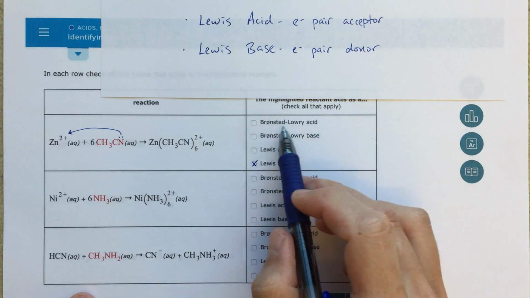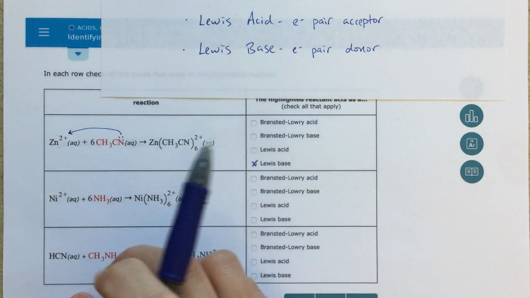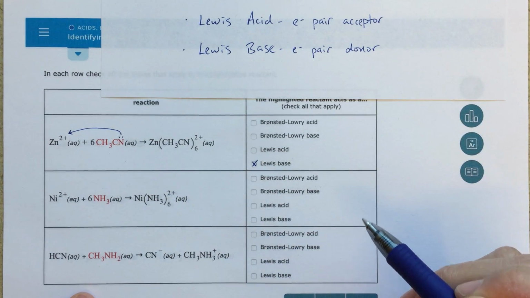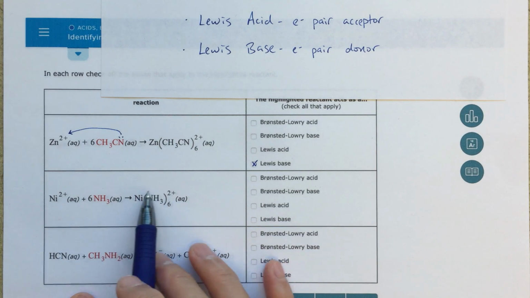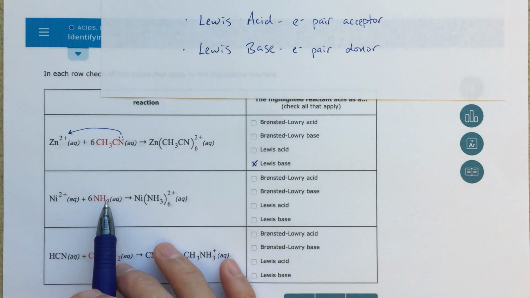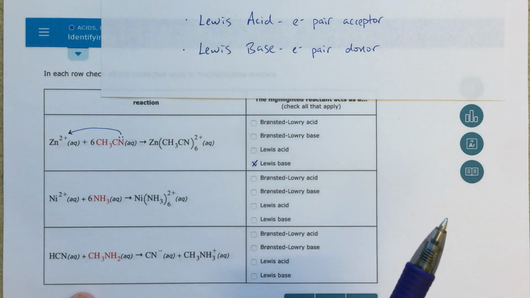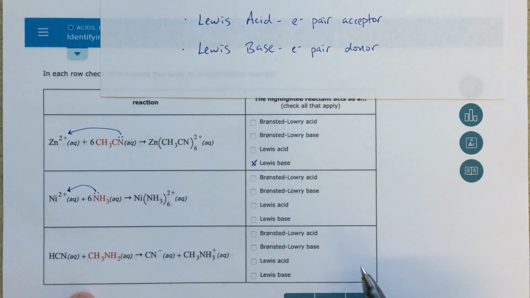It's not a Bronsted-Lowry acid or Bronsted-Lowry base because there's no H+, right? We don't see a movement of H+ anywhere in this reaction, so we're just going to look at the Lewis definition. Same thing here. In this one, I've got nickel 2+. I'm going to be forming this complex ion. These NH3 molecules, or ligands, are going to stick to that nickel 2+, and the same sort of electron pair donating will be happening here. So this is also going to be a Lewis base.